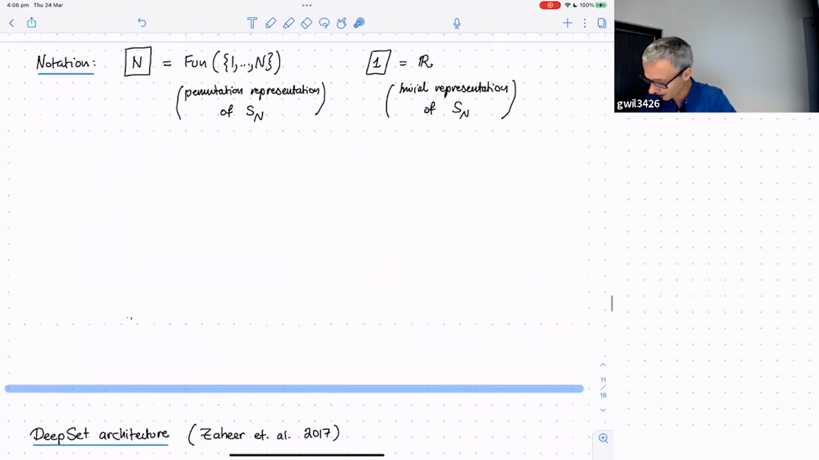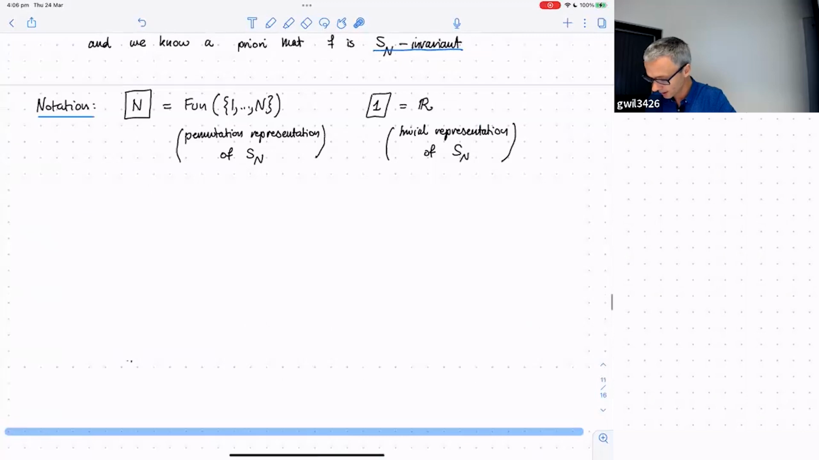So let's do some basic representation theory, which I almost certainly learned from Andrew at some point in about third year or something. We take functions on the set 1 up to n. This is a permutation representation of Sn. And we take the trivial representation, where every permutation just acts by the identity.